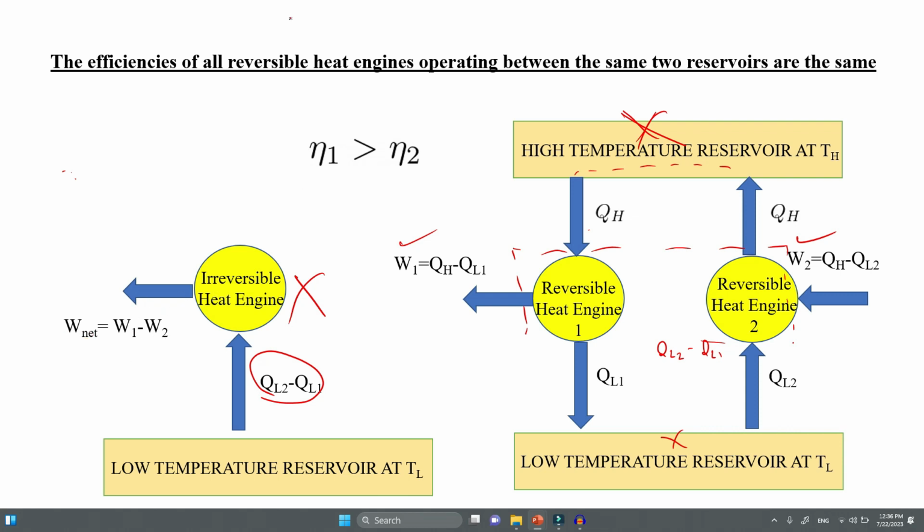So the efficiencies of all reversible engines operating between the same reservoirs should be the same. The efficiency of one cannot be greater than the efficiency of the other. This is simply not possible. So both Carnot principles can be proved using the second law, by showing how they would violate the second law of thermodynamics.